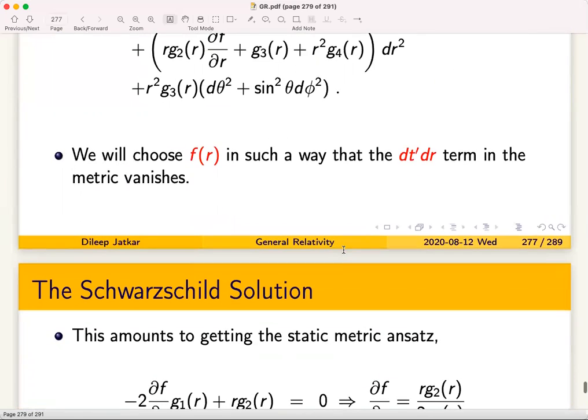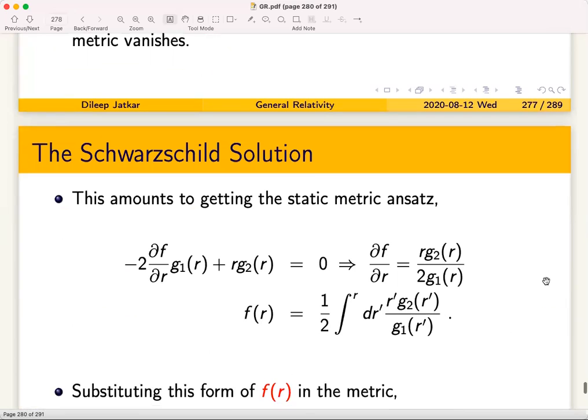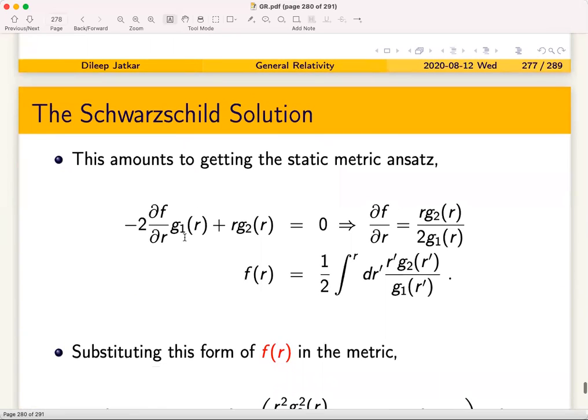static. Okay, not just stationary but static, because there is no cross term mixing time dependence with the spatial dependence. So this is what this equation is: minus 2 times this plus r times g2 is equal to 0. You can solve this by writing this integral expression.